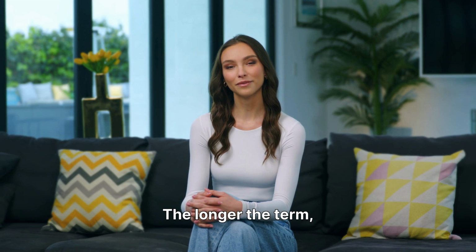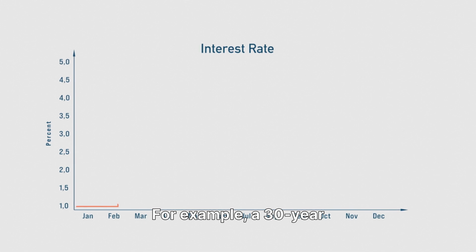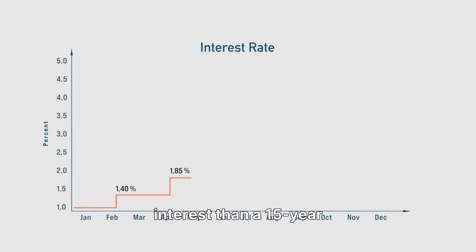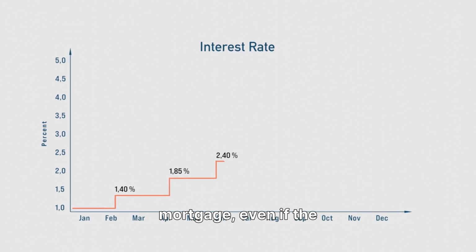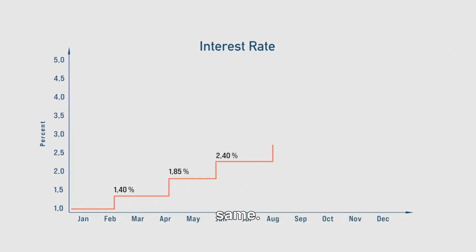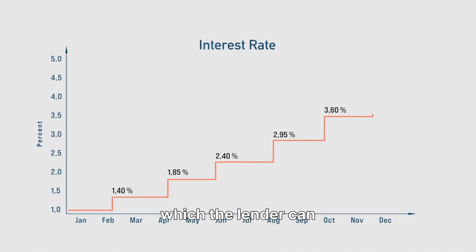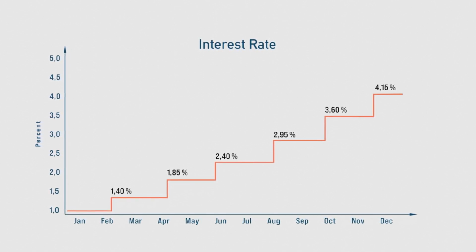One more thing to consider is the loan term length. The longer the term, the more interest you'll pay overall. For example, a 30-year mortgage generally ends up costing much more in interest than a 15-year mortgage, even if the interest rate is the same. This is because you're extending the time over which the lender can charge you interest.